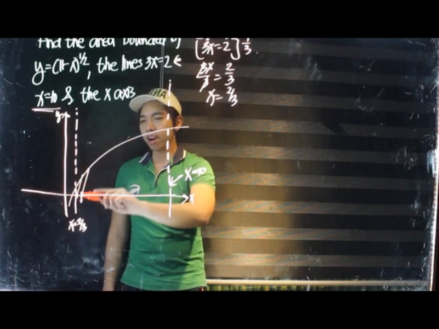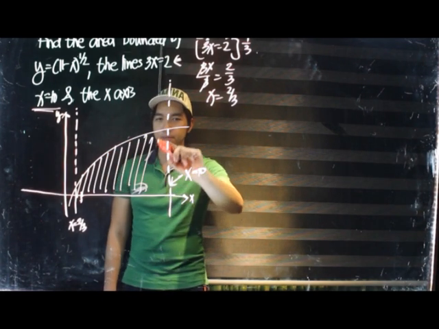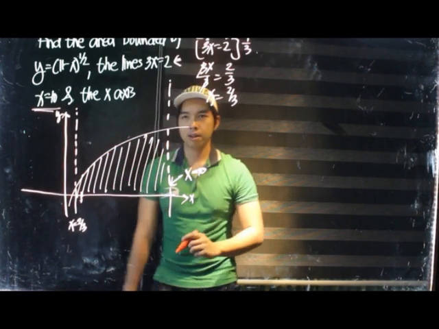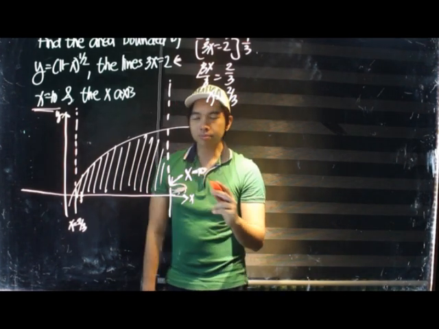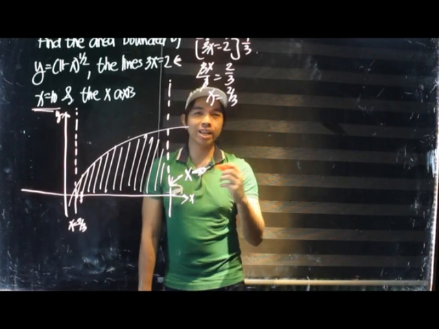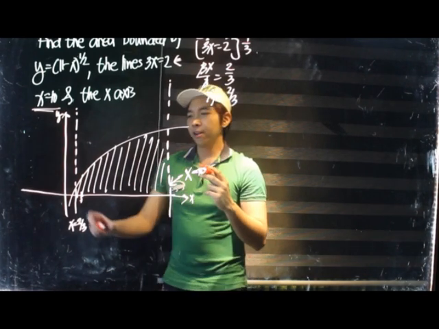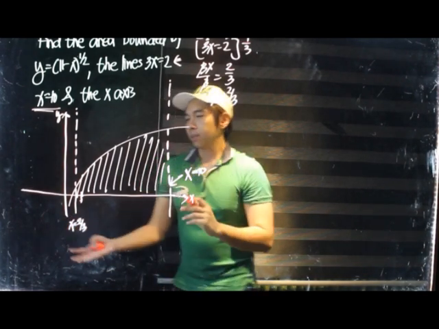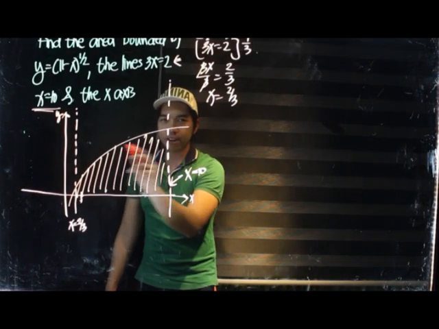So we need to find the area bounded by this part. Okay. So we need to identify what is our upper y and our lower y, or what kind of element we should use. So actually, if we're going to inspect this figure, we can either use a vertical element.